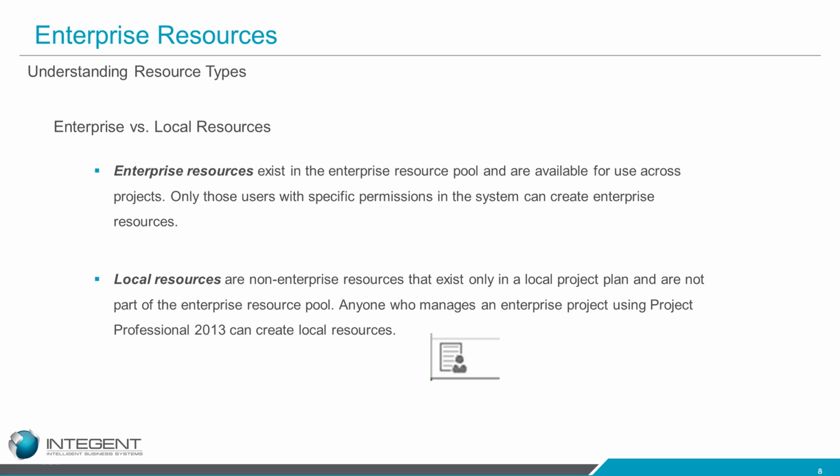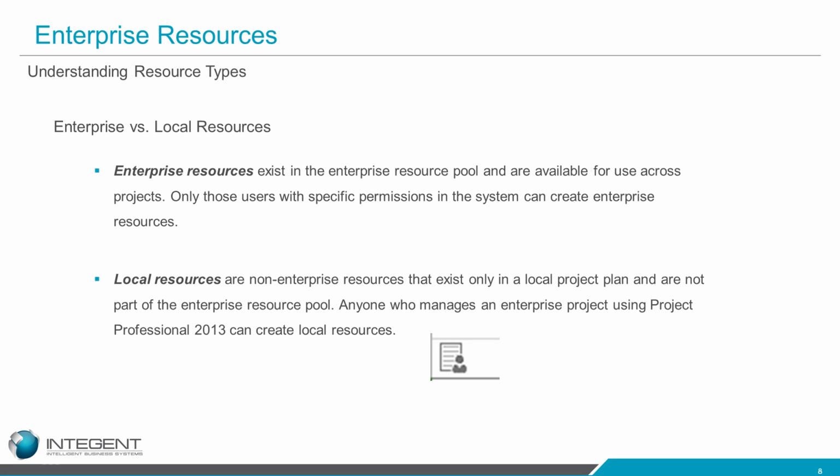You would not be able to see how that resource is being utilized on the project. It's actually hidden from everybody else. You would be the only one that would know that this local resource is assigned to your project team and that they are currently working on tasks in your project. So be careful when using these.